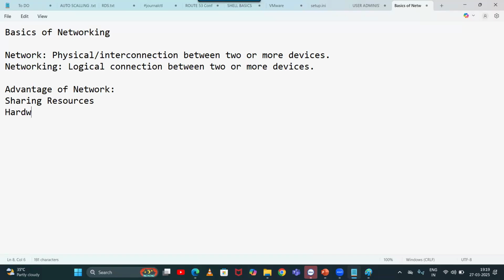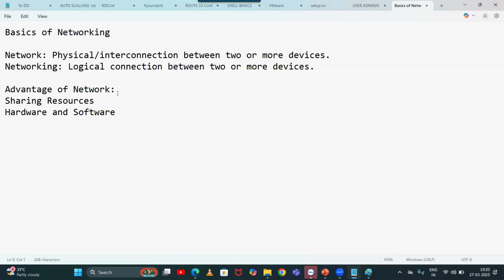Resources means hardware and software. If the devices are connected together, we can share the resources. Resources means hardware and software we can share from one device to another device. So assume, I'll just give one example. Assume you have an organization, small startup company. There are 100 computers, new computers you purchase. From every computer, you want to take printouts.